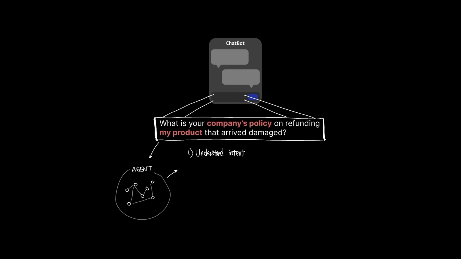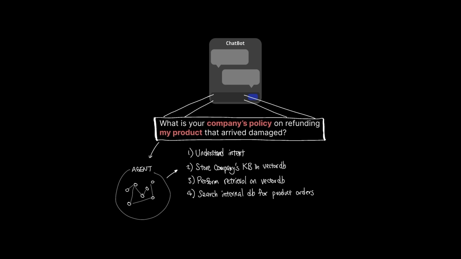First, the ability to understand your intent using an LLM. Two, the ability to store a company's knowledge base in a vector database. Three, the ability to perform retrieval from the vector database to find relevant data. Four, the ability to search an internal database to find what product the customer actually ordered. Five, the ability to generate an answer based on the product they ordered according to the company's policy that we gathered. And lastly, the ability to know the chat history with memory.